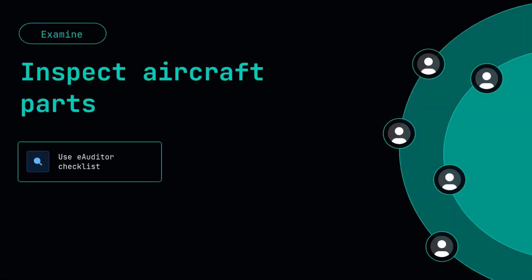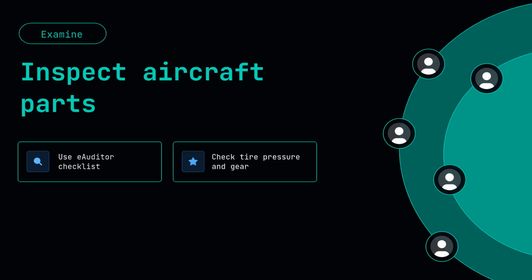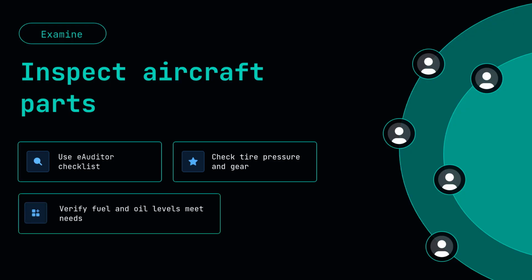Examine the fuselage, wings, and tail for damage or missing parts. Use eAuditor's checklist to document findings with photos. Check tire pressure, tread wear, and landing gear integrity. Verify fuel and oil levels meet operational needs. Document any deficiencies found.